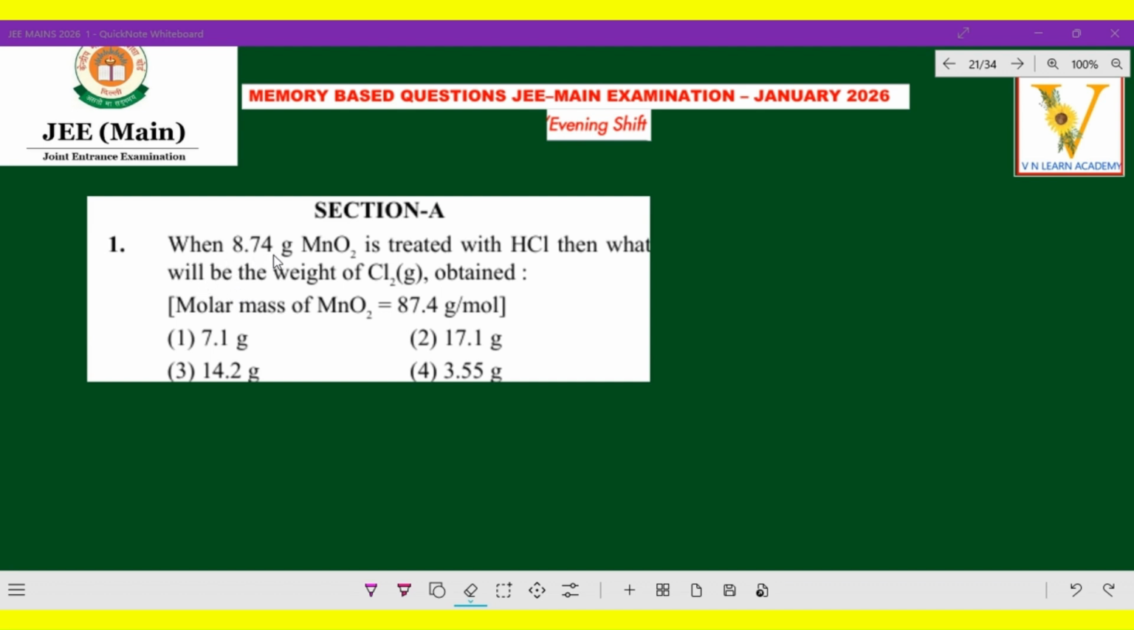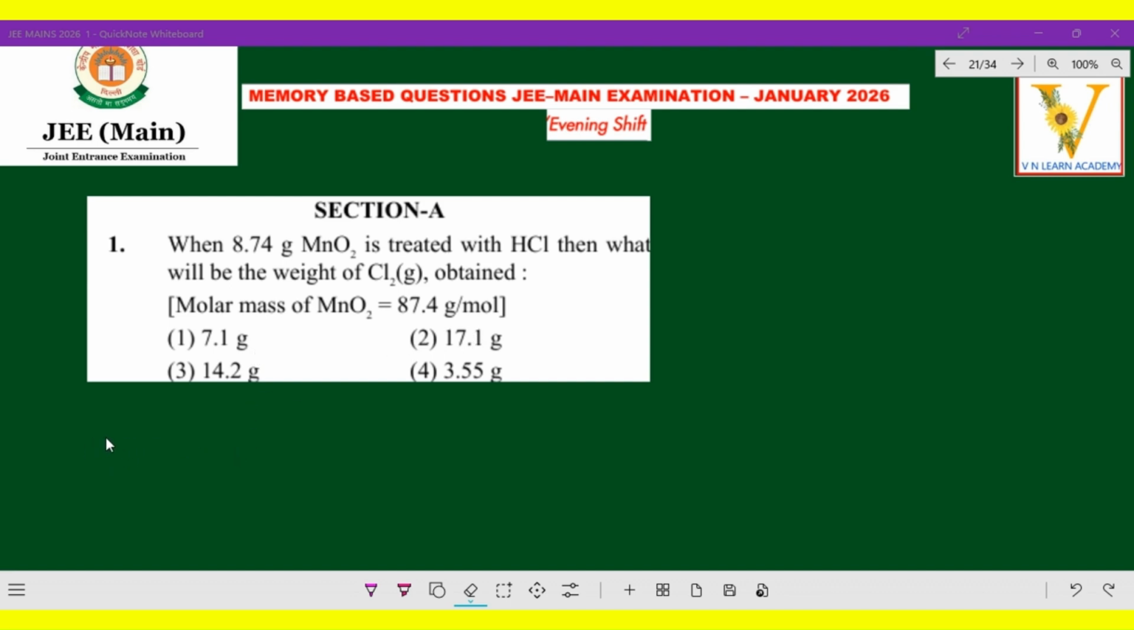When 8.74 gram of manganese dioxide is treated with HCl, hydrochloric acid, then what will be the weight of chlorine, Cl2, in gram obtained? Cl2 is the product. The reactant is MnO2 plus HCl. The molar mass of manganese dioxide they have given. Now, what is the product, that is chlorine? How much in gram has been obtained? That is the question.